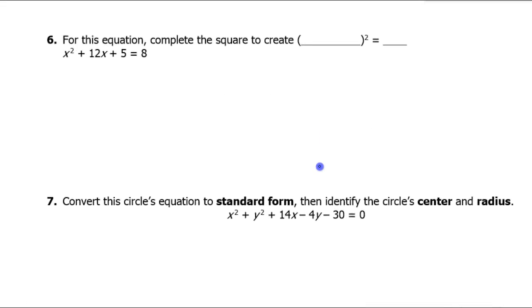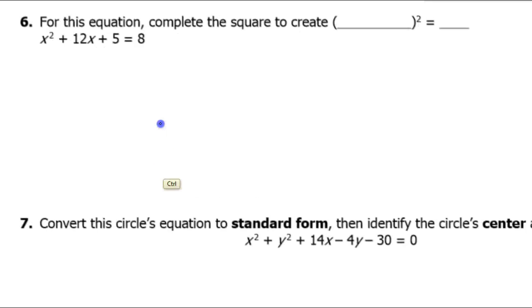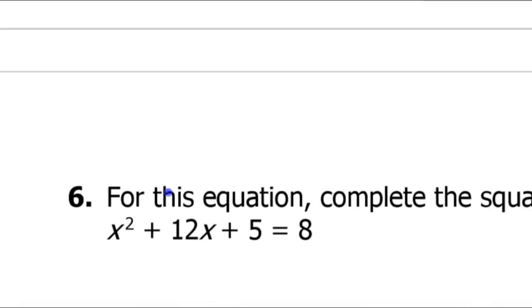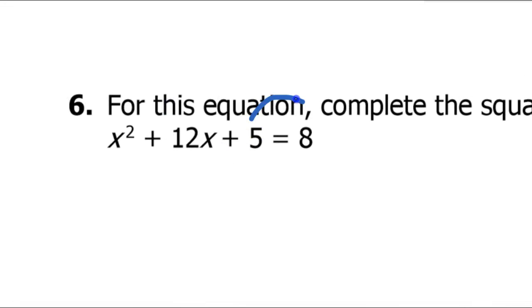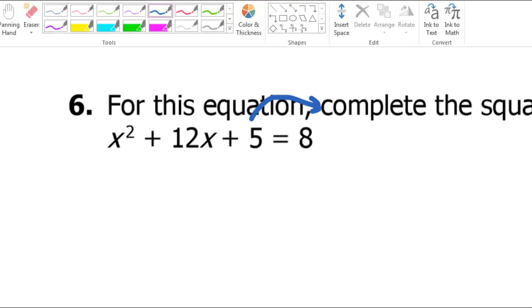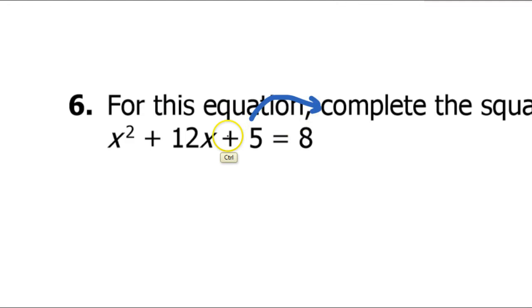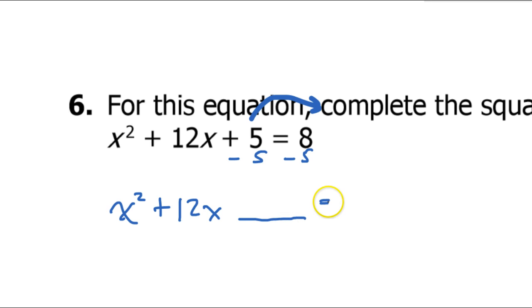Okay, so completing the square. This 5 is in my way, so I'm going to move that 5 to the other side of the equation. I'm going to start off by subtracting 5 from both sides. That's going to leave me with x squared plus 12x, leave a space right here, leave a gap. And that's going to equal 3.